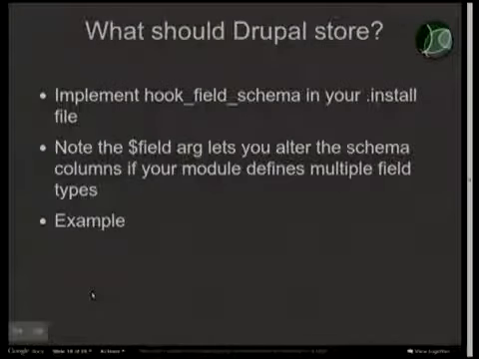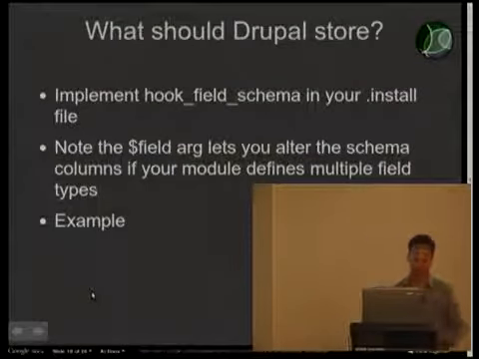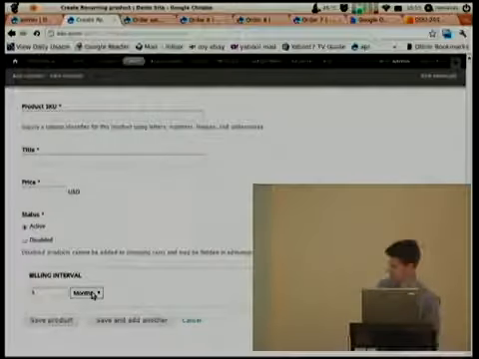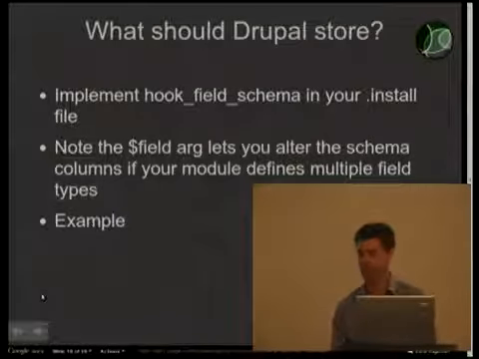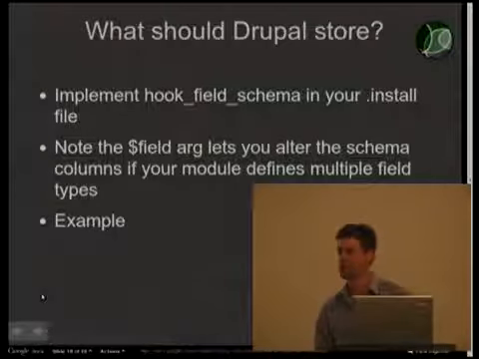Now we have to tell Drupal what we want it to store. This is a very simple example because we're really only storing the two fields that you saw there, the interval and the period. To do that, we have to implement hook_field_schema. You can have one field module that defines multiple field types. You saw in that code before we were returning an array. So when you implement hook_field_schema, you get passed the field argument, and that lets you decide which columns apply to that field type.